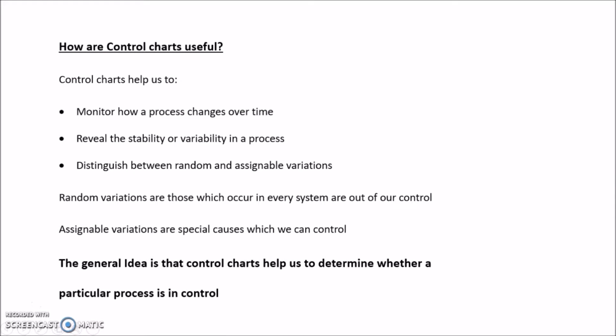So how are control charts useful to us? They help us to monitor how a process changes over time, help us to reveal the stability or variability in a process, and it can help us to distinguish between random and assignable variations. Random variations are those which occur in every system and are outside of our control. Assignable variations are those special causes which we can't control. So the general idea is that control charts help us to determine whether a particular process is in control.